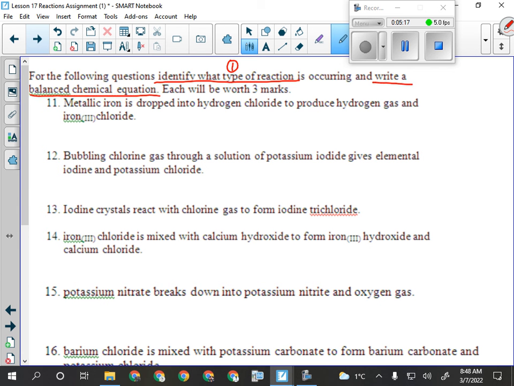Obviously in formula form for these ones. So you're going to write it out in formula form, and you're going to tell me what type of reaction it is. So what you're getting marks for on this one, 1 mark for the type of reaction, 1 mark for the reaction itself being written correctly, and 1 mark for it being balanced correctly. If you don't write the reaction correctly, are you going to get balanced right? No. So make sure you write it correctly.